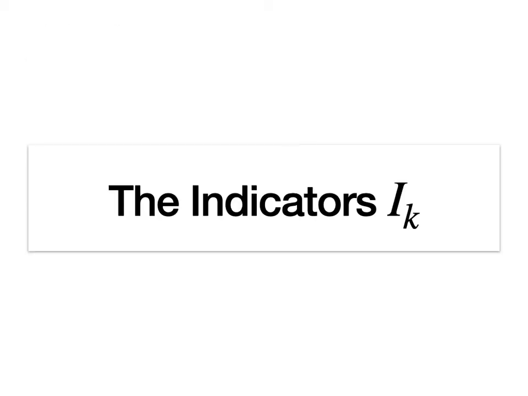Let's take a quick look at the indicator random variables, the I sub k's, because they're sort of bedrock. They basically give you all the information about the process, right?